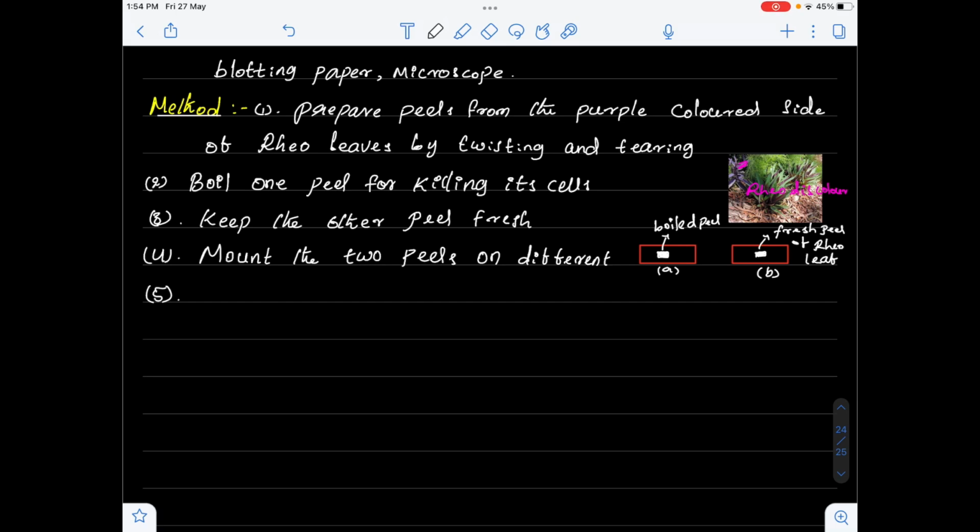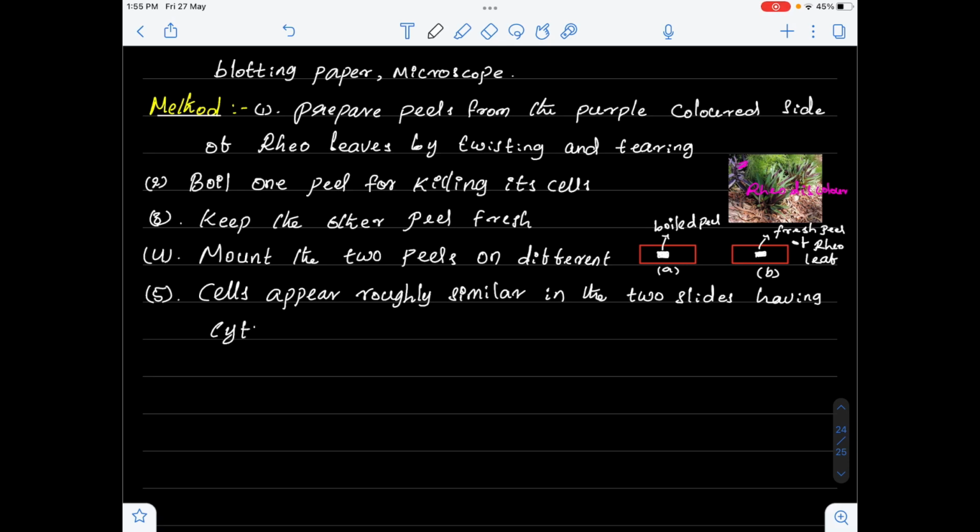After this, the fifth step is, here the cells appear roughly similar in the two slides, having cytoplasm and colored sap.